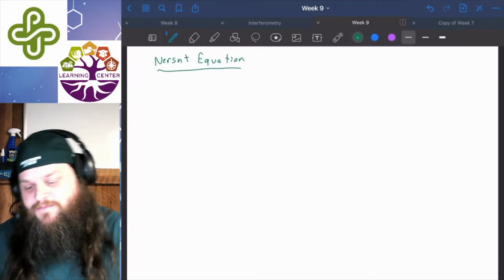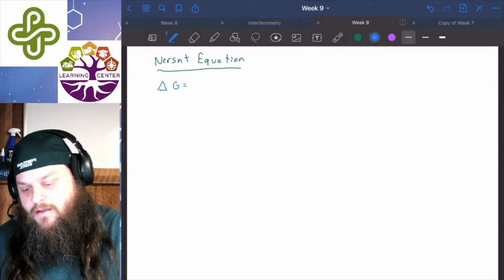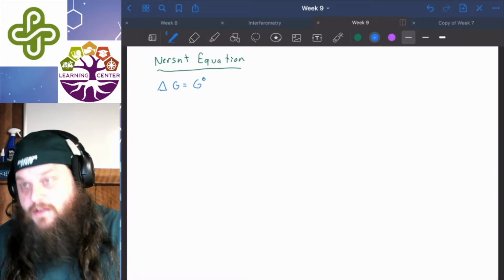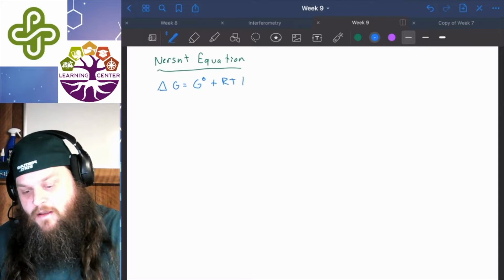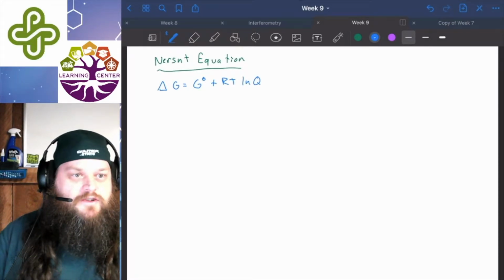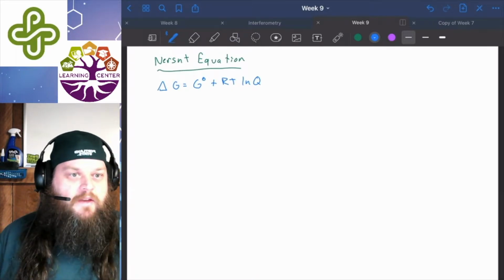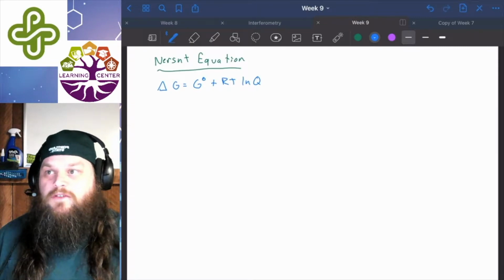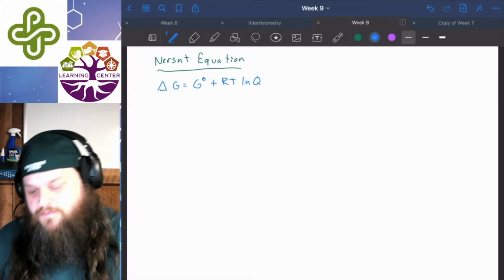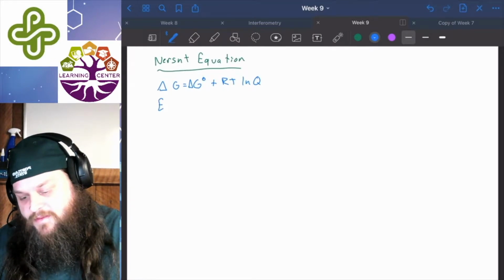So if we write down delta G is equal to delta G standard plus RT ln of Q, we can see this is the general relationship between those. Depending on what that value of Q is, the change in Gibbs free energy is apparent there. And we can rewrite that in terms of cell potential.